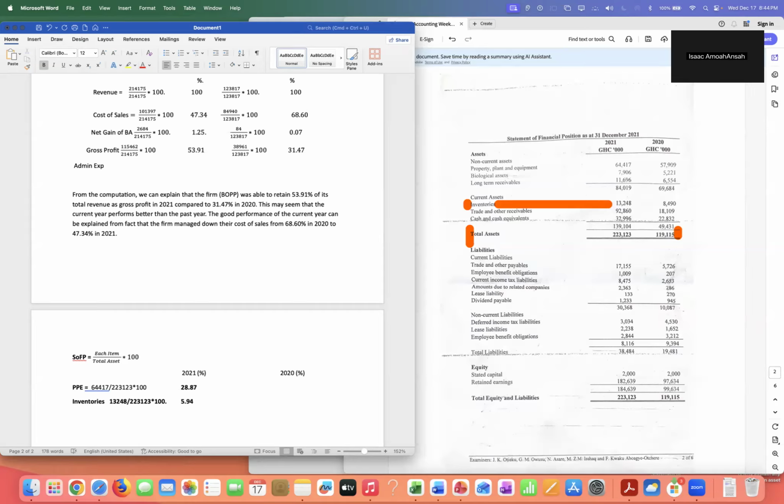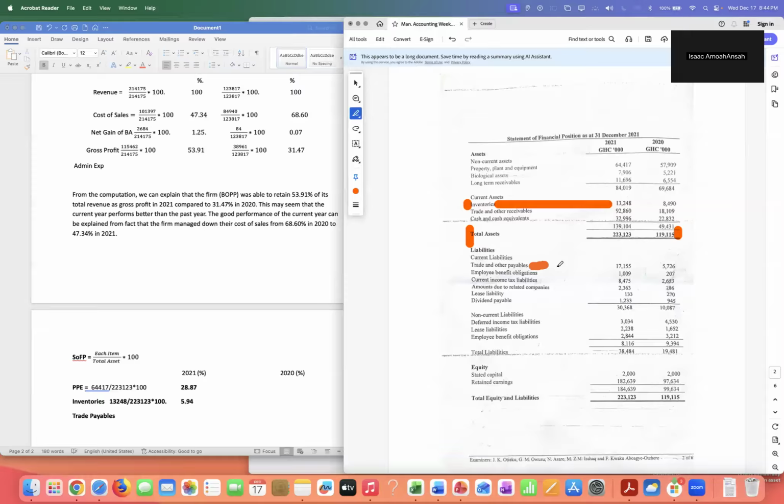Okay. Since Precious says yes, it means we can work out trade and other receivables. We can work out cash and cash equivalents. We can work out the other elements, right? But let's pick one extra item and then we continue. So we are doing trade and other payables. Let's just call it trade payables.